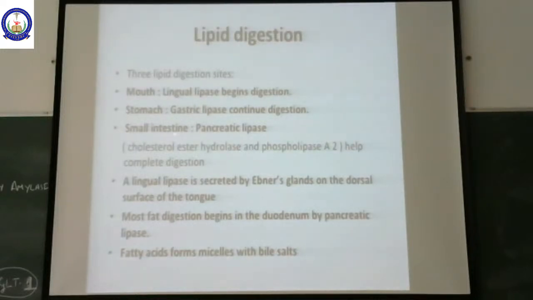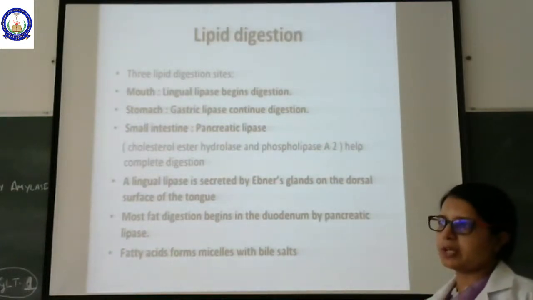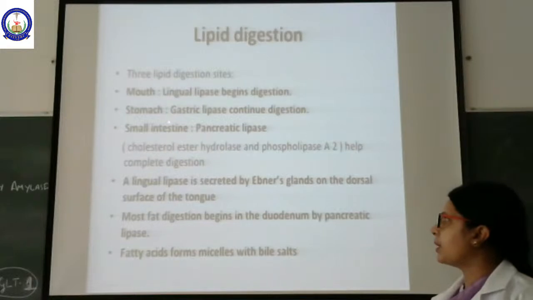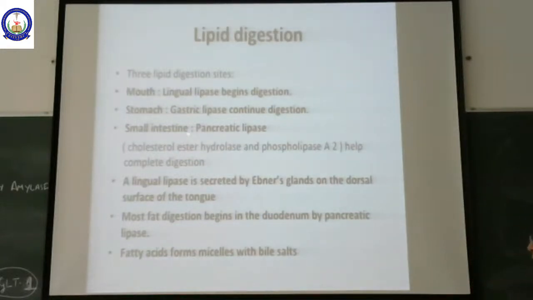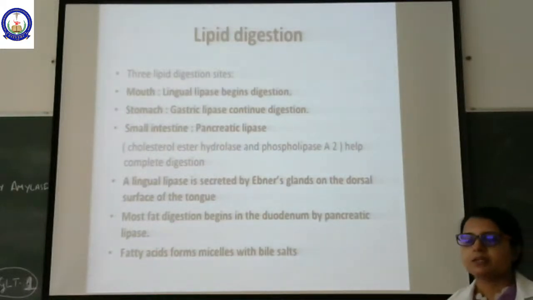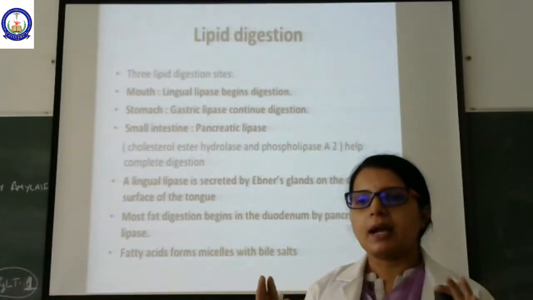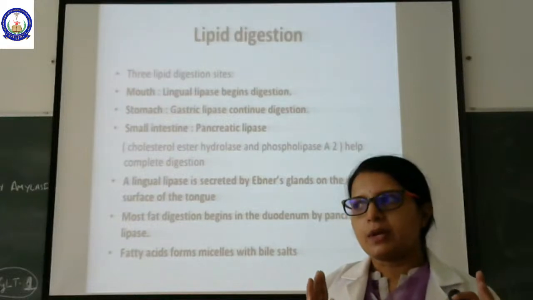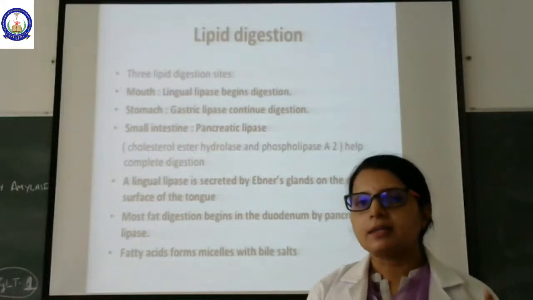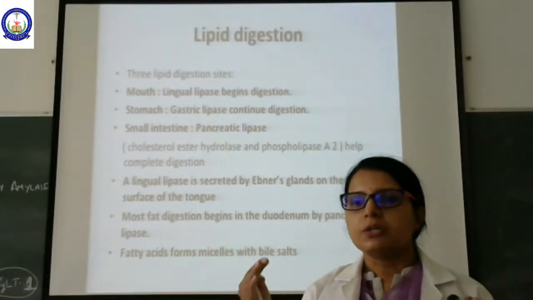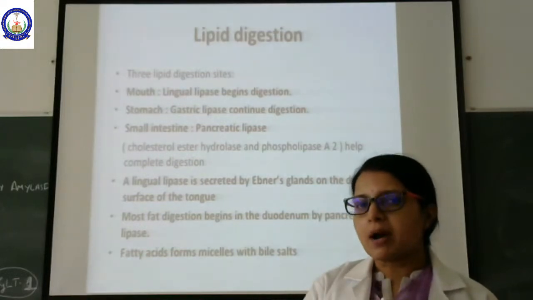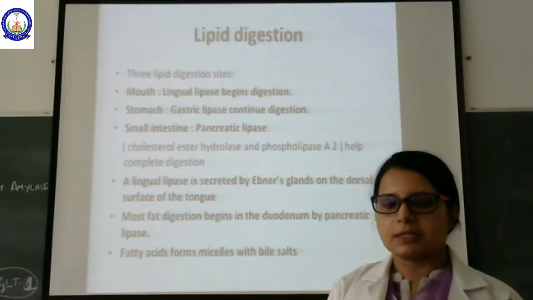Then in the stomach we have the gastric lipase. This continues the process of digestion of lipids in the stomach. Then in the small intestine we have pancreatic lipase. So remember the pancreas has both an exocrine and an endocrine part. The exocrine part secretes the digestive juice, that is the pancreatic juice. That will be released into the second part of the duodenum, which is part of the small intestine.